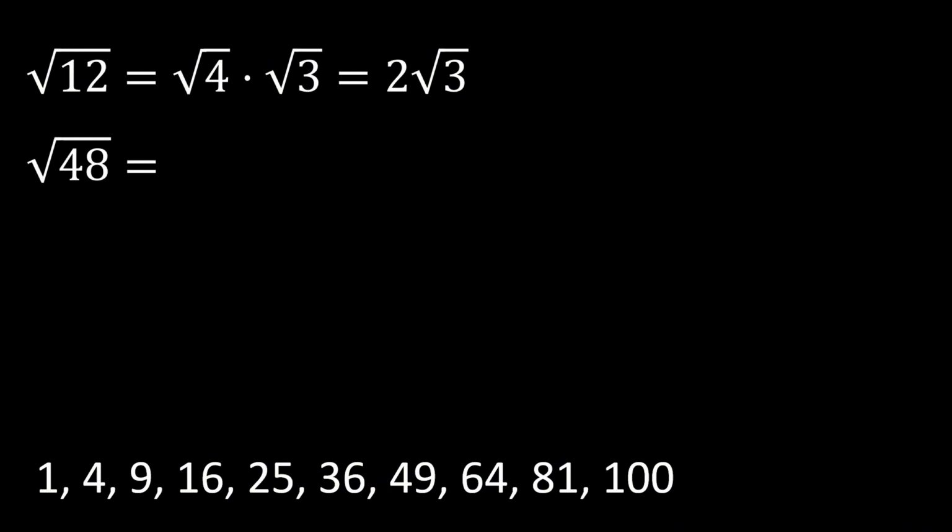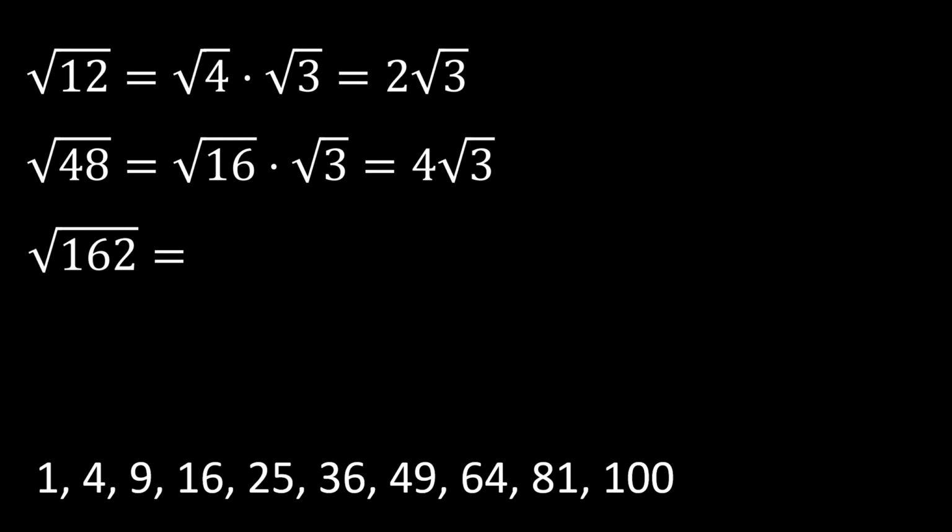Next is square root of 48. Which of these perfect squares below is the multiplier of 48? 16 goes into 48, so it can be simplified as 16 times 3. We are writing square root 48 is equal to square root 16 times square root 3. Square root of 16 is the perfect root, and that's 4 times square root 3, which is 4 square root 3. Don't let the big numbers scare you, because they are easily solvable in most cases.